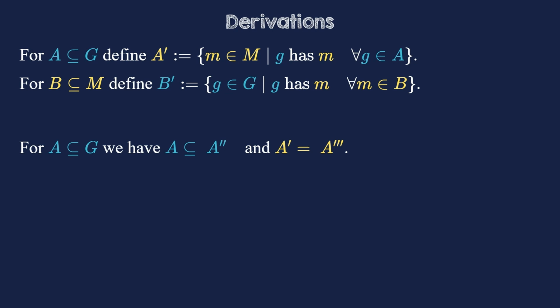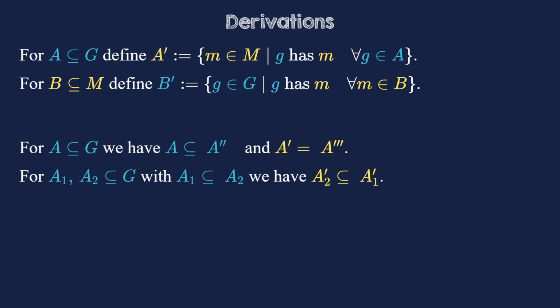Another fundamental property of the derivations is this one. If A1 and A2 are sets of objects, such that A1 is contained in A2, then A2' is contained in A1'. The order of sets gets reversed. This makes intuitive sense, I hope. If we are interested in attributes that are common to certain objects, then we get fewer attributes the more objects we are looking at. I won't go through the proofs of these statements here. They aren't too hard, but a bit finicky to write down and not too much fun to watch. But you should definitely try to prove them properly as a homework.